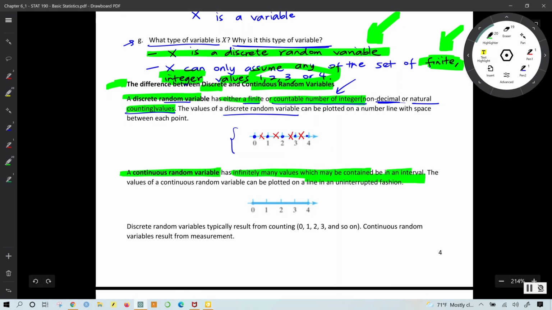which may be contained in an interval. So it can go from 0 to 4. So unlike integer values that can take only specific values 0, 1, 2, 3, 4, a continuous random variable has values contained in a continuum. And usually, its values are obtained as a result of a measuring operation. An example would be the weights, the heights, or the speed of a car. All of these quantities are measured quantities and are examples of continuous random variables.